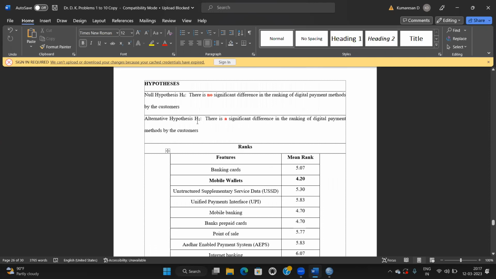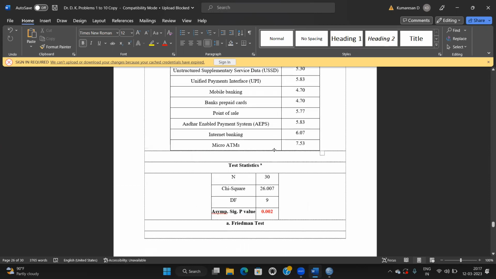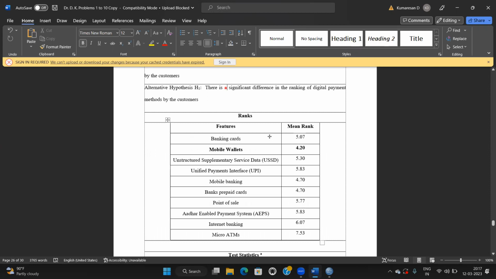So what is the alternative hypothesis? There is a significant difference in the ranking of digital payment methods by customers. Since the p-value is less than 0.01, there is a significant difference in the ranking of digital payment methods by the customers. Now you come to the first table.